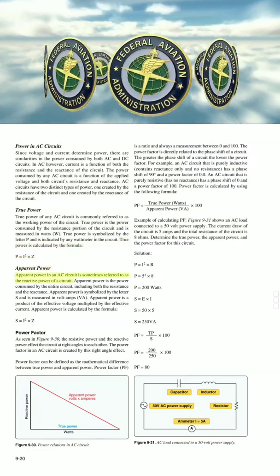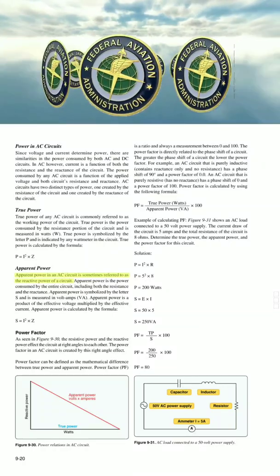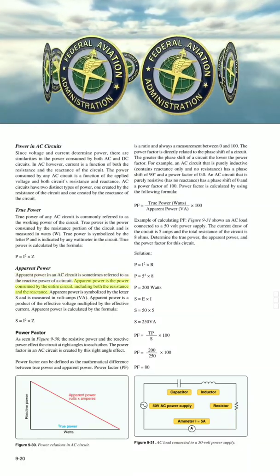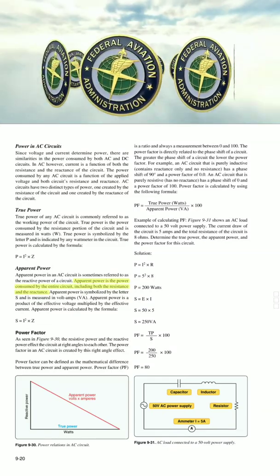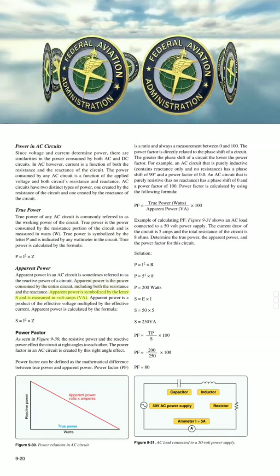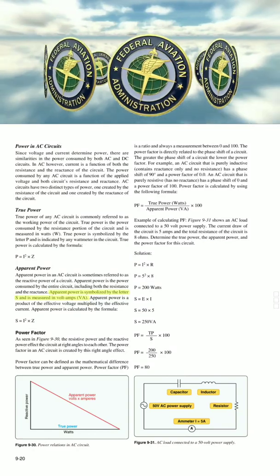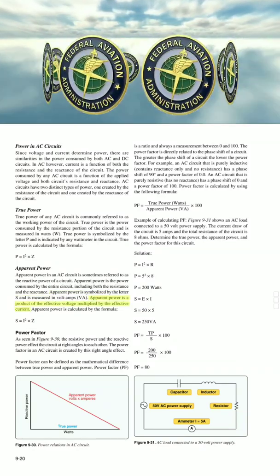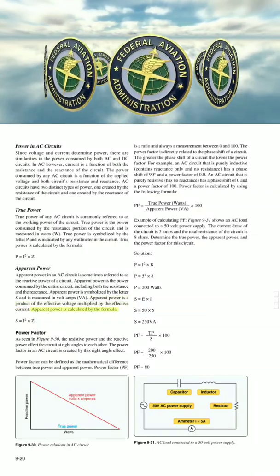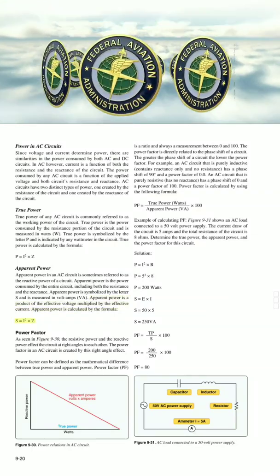Apparent power. Apparent power in an AC circuit is sometimes referred to as the reactive power of a circuit. Apparent power is the power consumed by the entire circuit, including both the resistance and the reactance. Apparent power is symbolized by the letter S, and is measured in volt-amps, VA. Apparent power is a product of the effective voltage multiplied by the effective current. Apparent power is calculated by the formula S equals I² times Z.